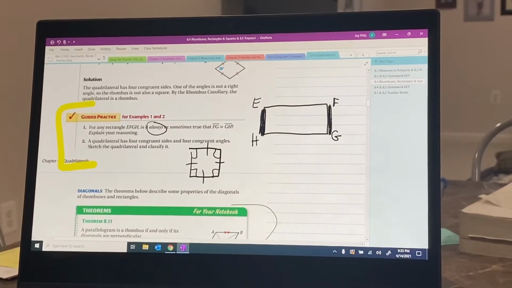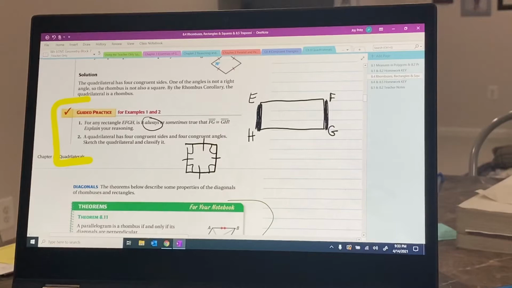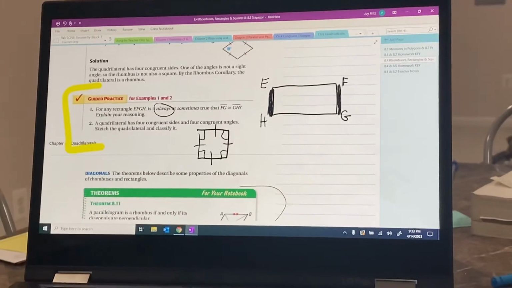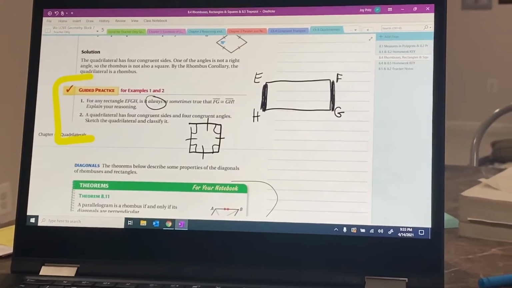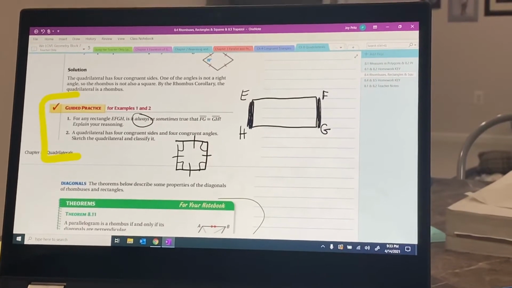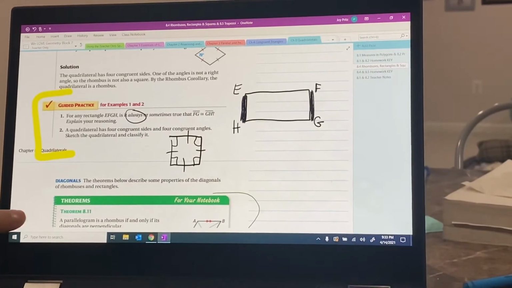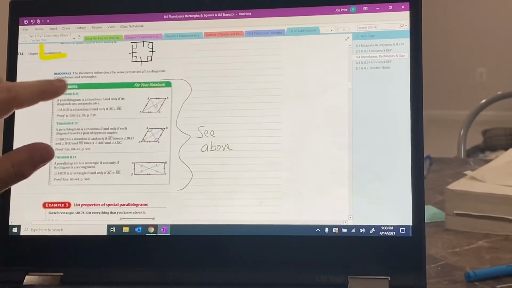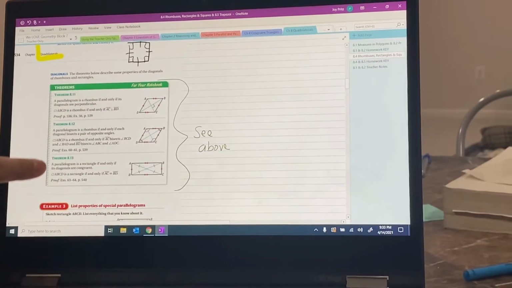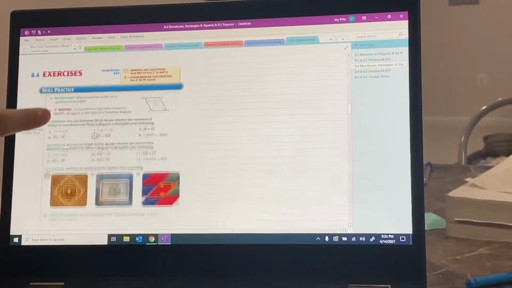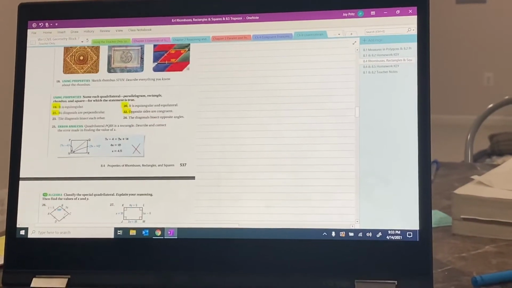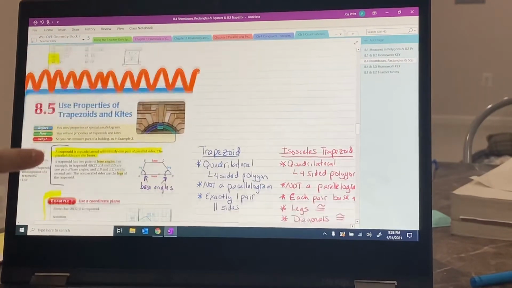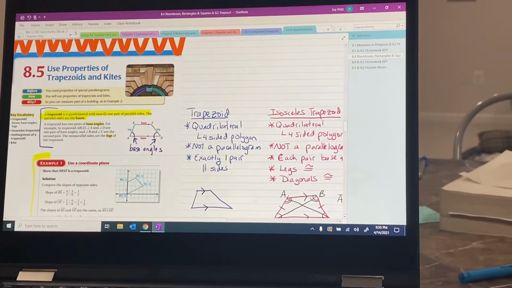Number 2, it says a quadrilateral has four congruent sides and four congruent angles. Sketch the quadrilateral and classify it. This has to be a square. There's no other figure that has four congruent angles and four congruent sides. It has to be a square. These new theorems, again, I've posted those above in the summary that I wrote. Couple of problems that I need you to do using that summary that I wrote that should not be too difficult for you.